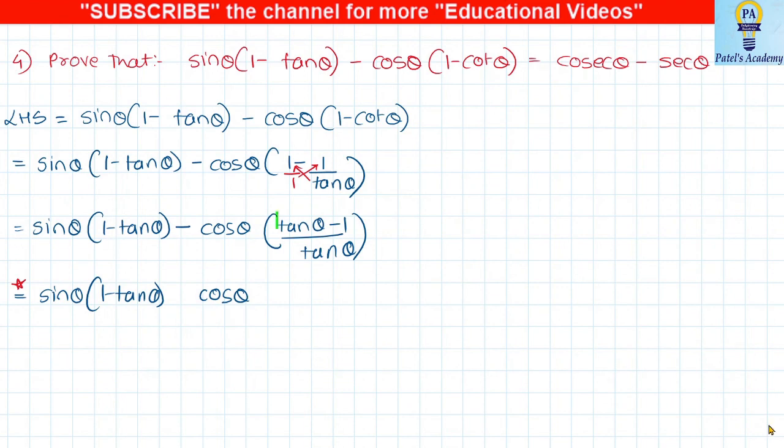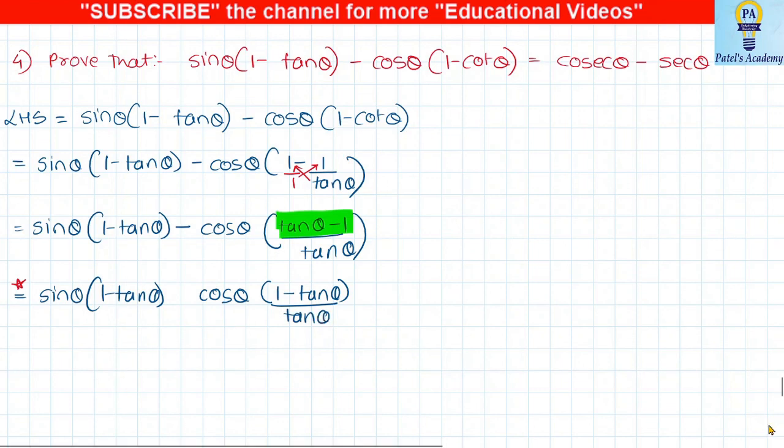Now see the term I'm highlighting with green. This is tan theta minus 1. I'm writing 1 minus tan theta upon tan theta. So 1 minus tan theta means I took the minus sign common from the previous step. That minus sign will come here, and when minus and minus come, minus into minus will become plus. So I took the minus sign common, so tan theta minus 1 became 1 minus tan theta.